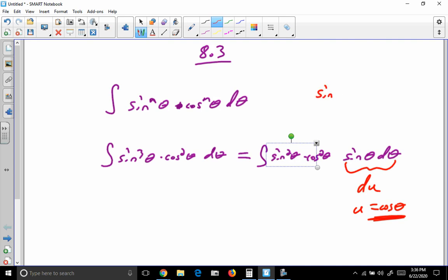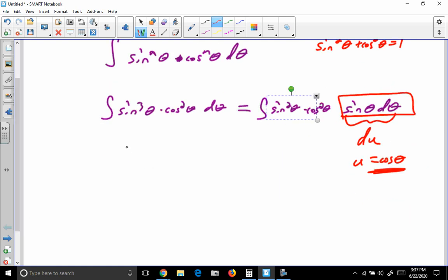And we're going to be using sine squared plus cosine squared equals 1 to make that happen. So that's going to apply. If it's sine that's odd, we keep a sine with d theta, convert everything to cosines. If cosine is the odd one, we keep a cosine, change everything to sines. If they're both odd, it doesn't matter which one we take. On the other hand, if they're both even, then we have to use an identity.